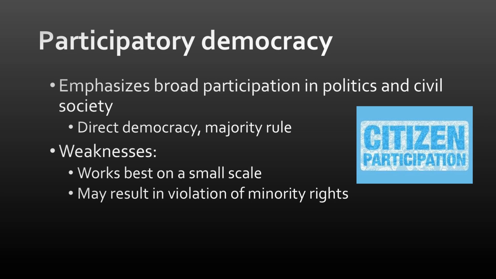That's the good. The bad is, well, the weakness, I should say, rather than bad, is that it probably works best on a small scale. So again, why doesn't the US have direct democracy at the federal level? It's just too many people, and it'd probably be too time consuming, and just all those kinds of obstacles, people being informed, all that kind of thing would be very difficult.